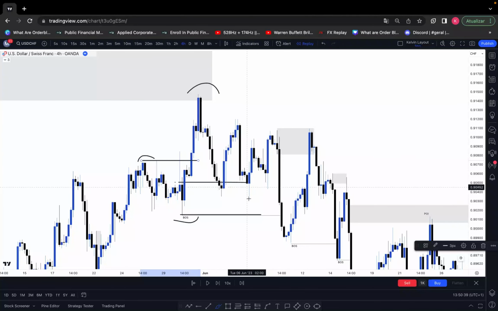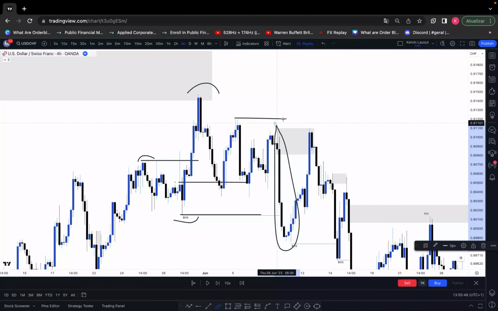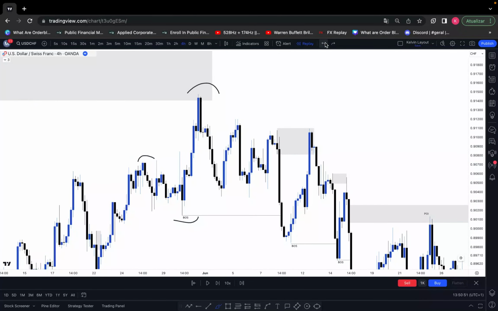Then it comes back again into the demand zone. Then it tries to attempt, but now it's failing even to break this high. Then finally the bears step into the market right here with this huge push to the downside. So right there, that's when our change of character was solidified.